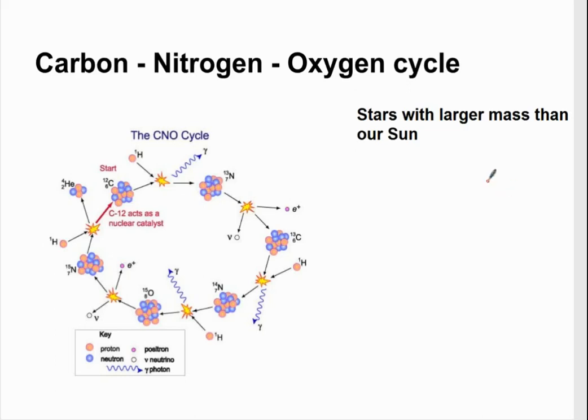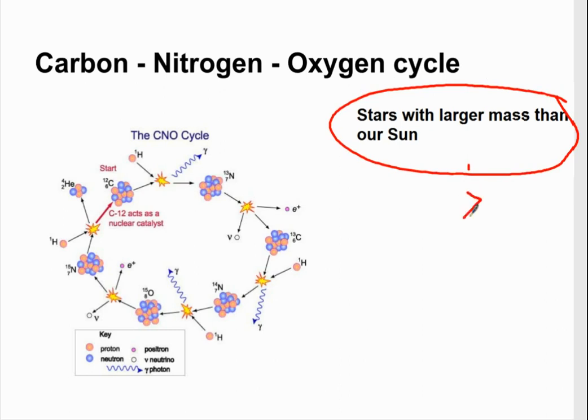We already spoke about the proton-proton cycle that produces a lot of energy through fusion in stars. And now we're going to look at what happens when the stars have a larger mass than our sun, normally greater than about 1.3 times the mass of our sun. Now, if you look at this cycle, it looks as if it's just one closed loop.